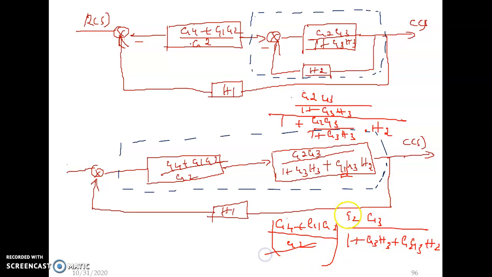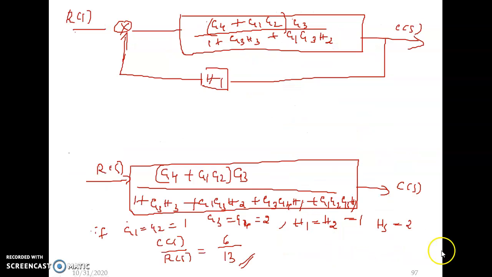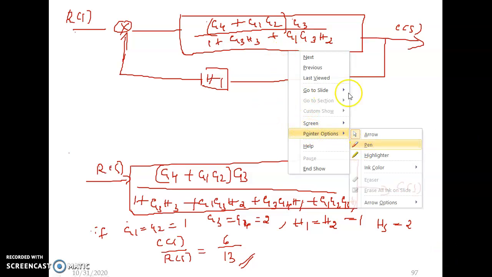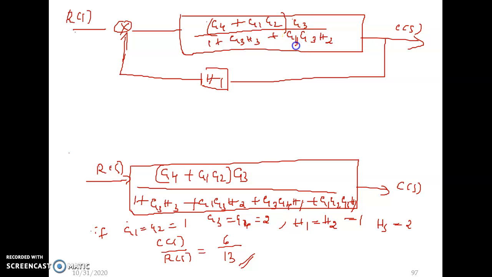Now here G2 and G2 get cancelled. So we'll get a single block as G4 plus G1 G2 into G3 by 1 plus G3 H3 plus G2 G3 H2. Now we can see here we have only a minor loop. So we can eliminate this minor feedback loop.